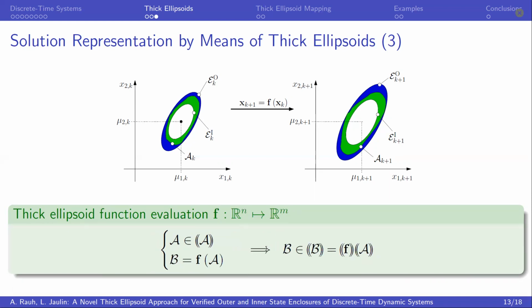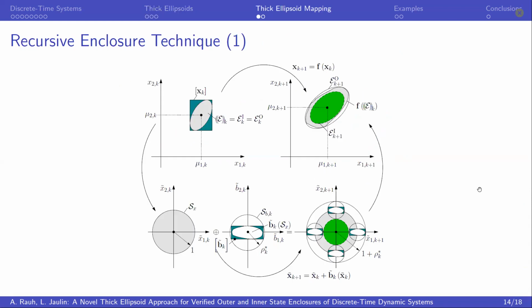And we should also be able to perform thick ellipsoid function evaluations, where the argument of a function f will be described by a thick ellipsoid. The corresponding outcome should again be a thick ellipsoid that encloses the true solution set from the inside and from the outside. Now, this is being performed in a recursive manner in the frame of this presentation.